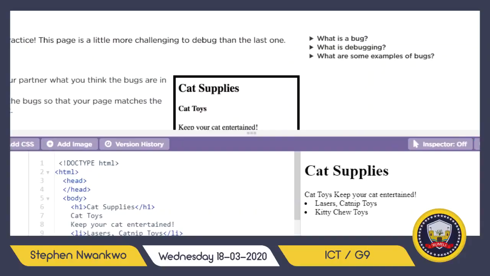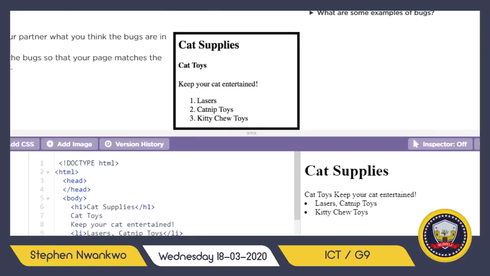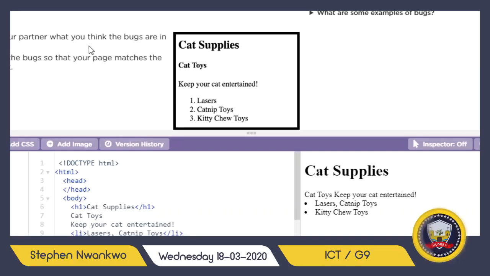Here is another example of debugging. And it says, discuss with your partner what you think the bugs are in this page. Find and fix all the bugs so that your page matches the one on the right.